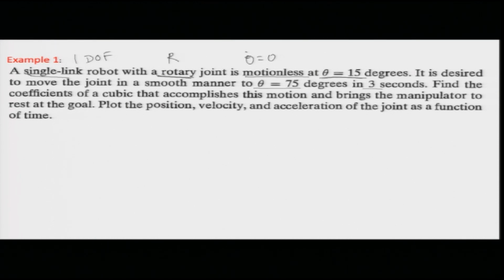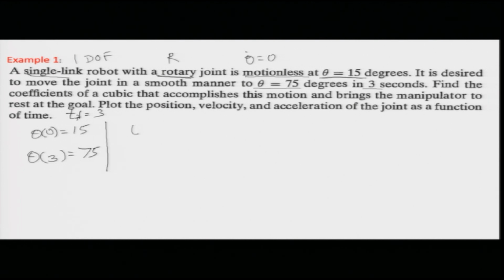So, what are we given? Theta at 0 is equal to 15 degrees. Time is equal to 0, it is 15 degrees. Now, theta at time tf, which is 3 seconds, is equal to 75 degrees. This we are given. So, tf we are given as 3 seconds. Now, it says find the coefficients of a cubic that accomplishes this motion and brings the manipulator to rest at the goal. So, these are 2 constraints.